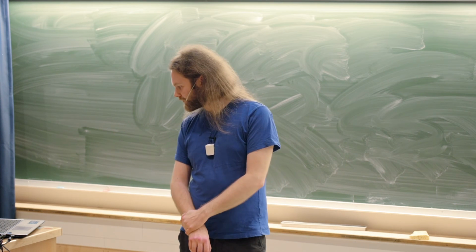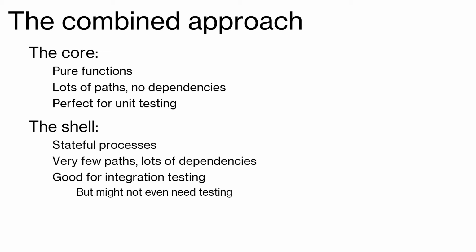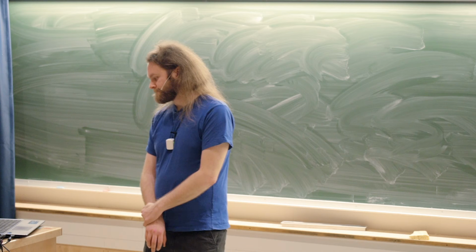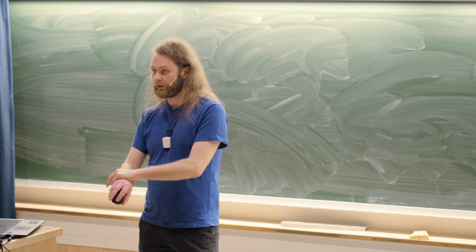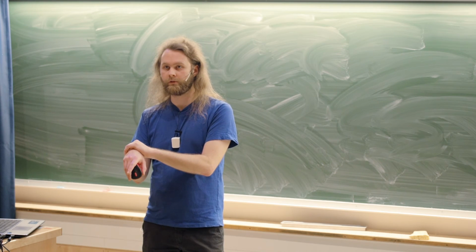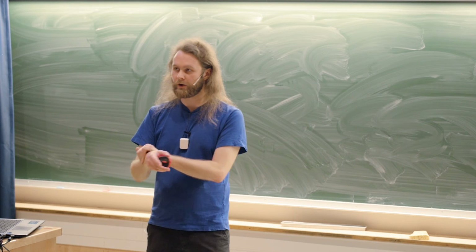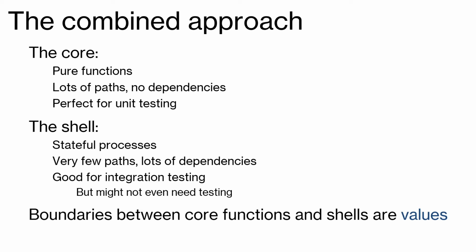The thing that we need to, since it's manageable, it turns out that you might even not need to test it, because you can just look at the code and say, yeah, this is correct, hopefully. We'll see. The thing that's important to remember here, though, is that the boundaries between the core functions are just values. They're just inputs and outputs. And the boundaries between the shells are also just values, not function calls.